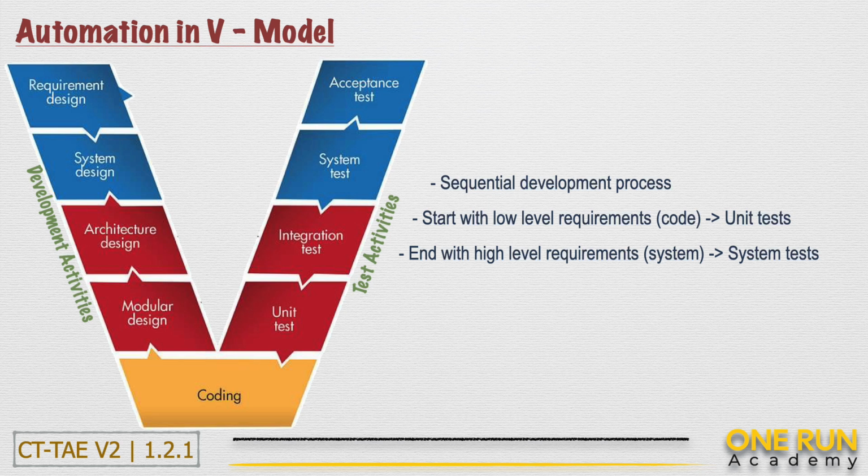Now, here's where the V model gets really automation friendly. You can automate testing at any level, but only after its previous stage is complete. For example, you can't automate system tests until the individual components and their integration have been tested. This step by step approach gives your automation a clear roadmap with no guesswork involved.